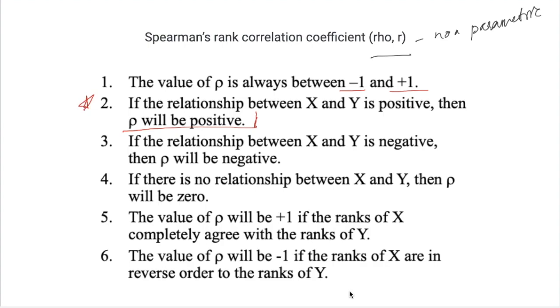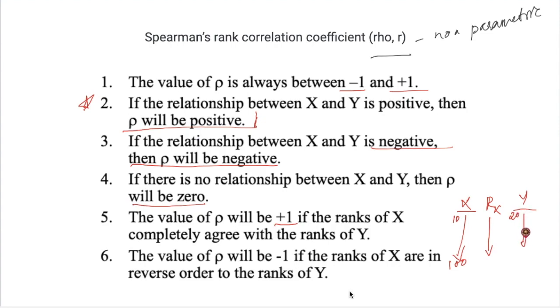If the relationship between x and y is negative, rho will be negative. If there is no relationship between x and y, rho, which is the rank correlation coefficient, will be 0. The value of rho will be +1 if the ranks of x completely agree with the ranks of y. It means the value which x has and the rank which x has got will be completely in agreement with y. Suppose the value of x increases from 10 to 100, and the value of y increases from 20 to 200.